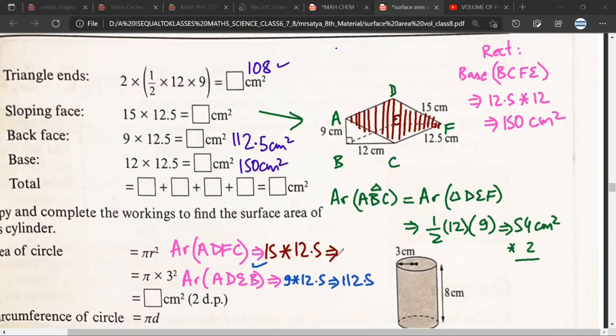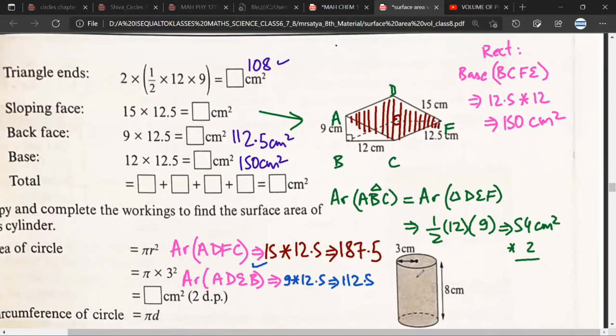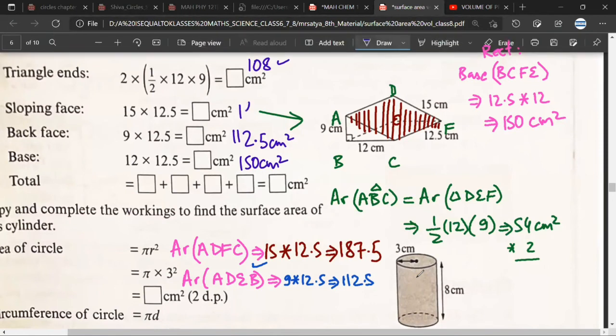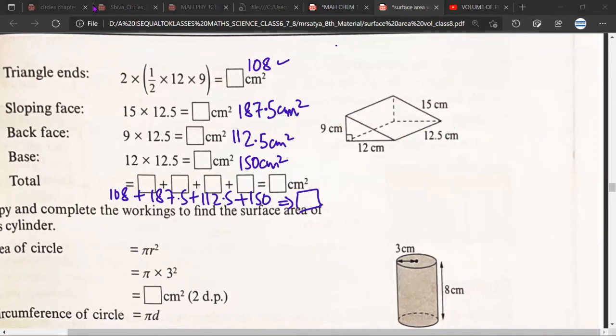Yes, sir. So these are pretty interesting questions. If you start seeing the faces, then these become very interesting. Otherwise, you may find these questions very scary. But once you are able to see the faces, 187.5 centimeter square, and then you add these: 108 plus 187.5 plus 112.5 plus 150, and you'll have the final answer. Mr. Sarthak, Mr. Satya, do we agree to this? We don't agree to this. We are confused.